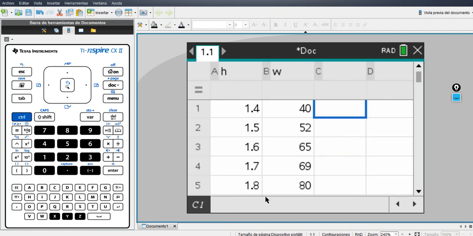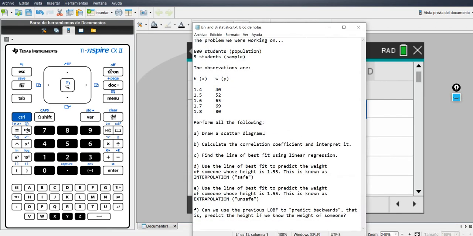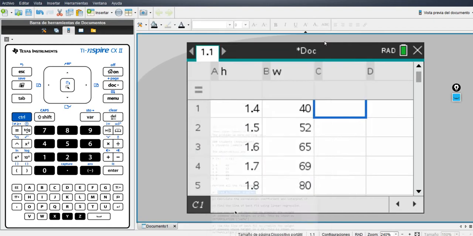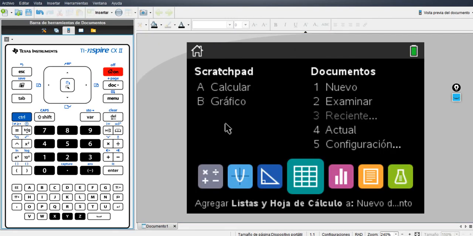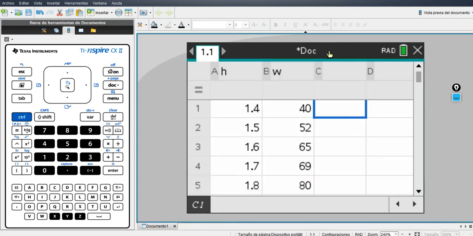Okay, what's next? Remember, what are we trying to do? We're trying to draw a scatter diagram, diagrama de dispersión. Okay, what do we do next? What we're gonna do is this. You're gonna go back to home. You're gonna click on this in order to make sure that you're working with the document 1.1, which is the one you're working on.